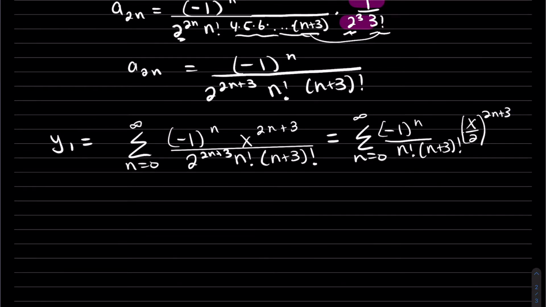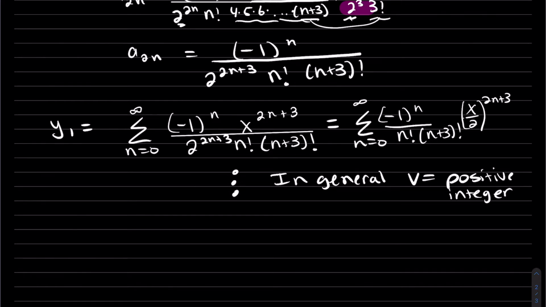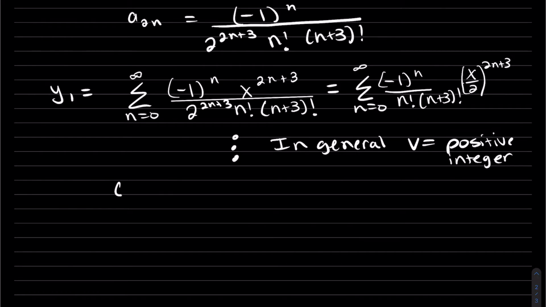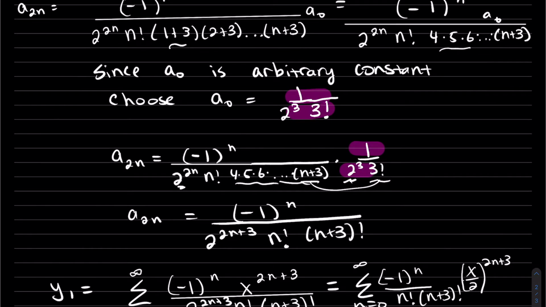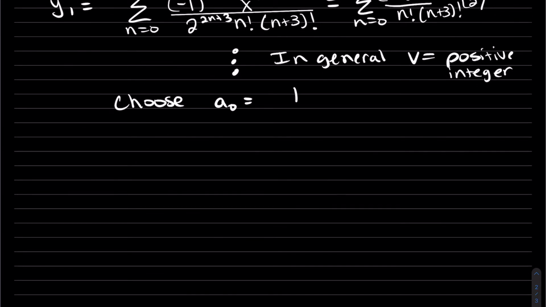So if we want to do this process, remember we're trying to solve for any v. That was just an example for v equals 3. In general, v is a positive integer, a counting number. We're going to choose our arbitrary constant to be, so here, remember v was 3, we want it to be v. So it'll be 1 over 2 to the v, v factorial.